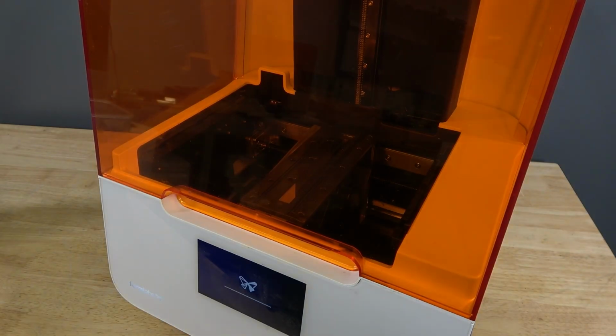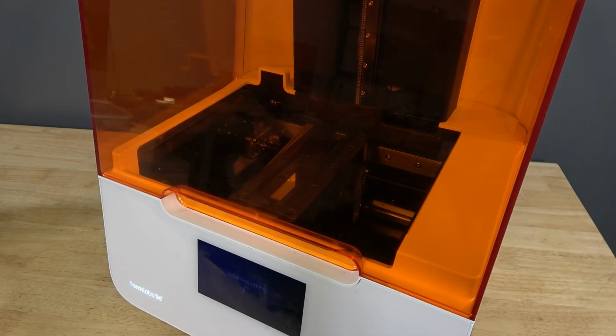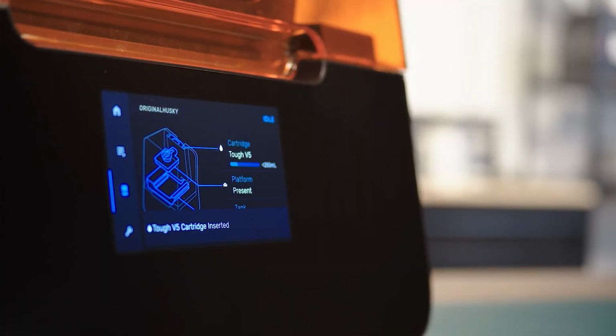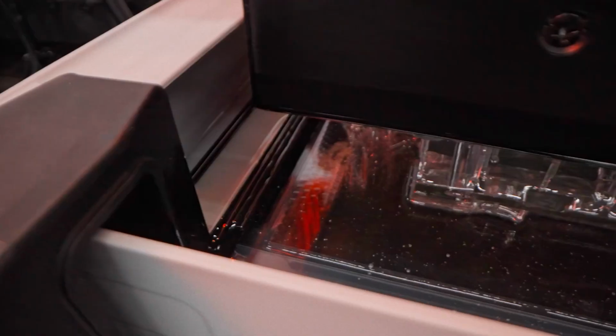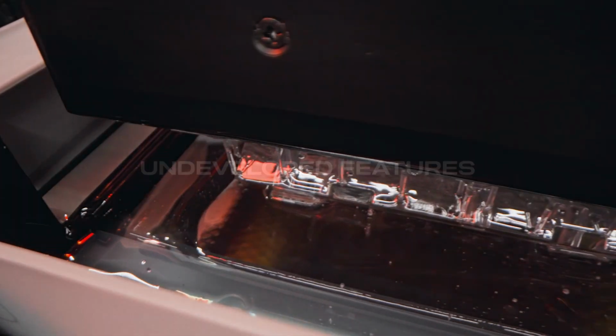On Form 3 and Form 3L generation printers, the resin tank remains stationary while the LPU and optical window move below it. Here, a pinhole could be due to debris in the resin tank, while a slit or cut could be from debris on the optical window.